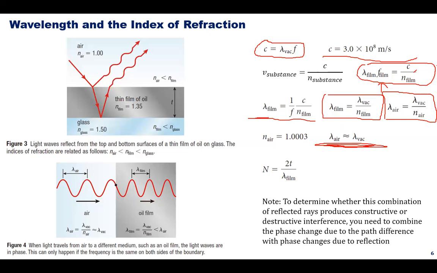The ray traveling through the oil film in figure 3 on the top left travels distance 2t, right? Not t, but 2t inside the film. The extra number of wavelengths, denoted by uppercase N, that this wave travels is thus given by this formula: N equals 2t over lambda_film. This is the actual number of wavelengths light travels in the film.